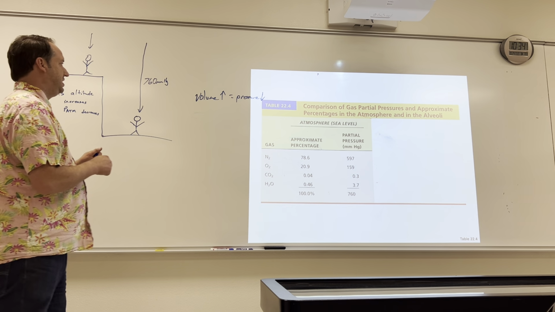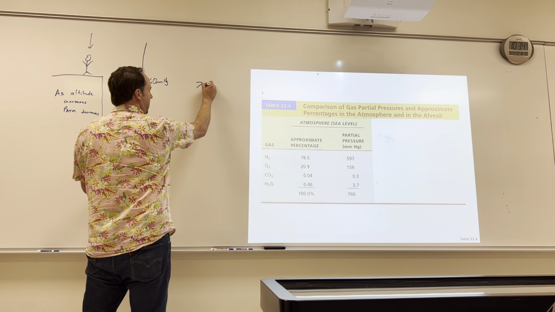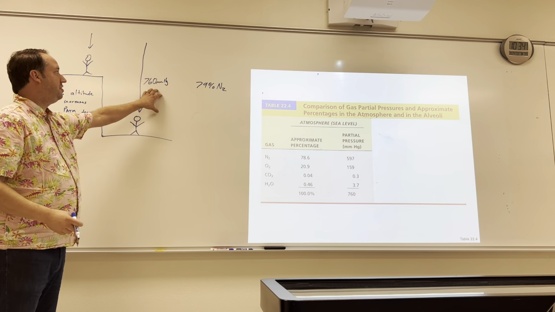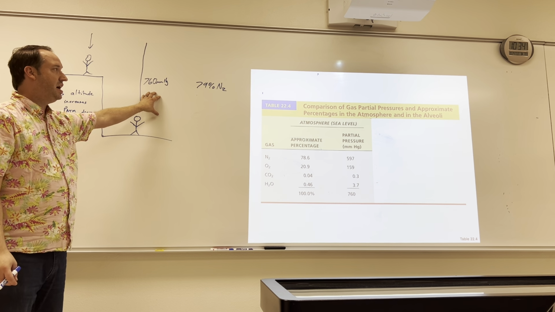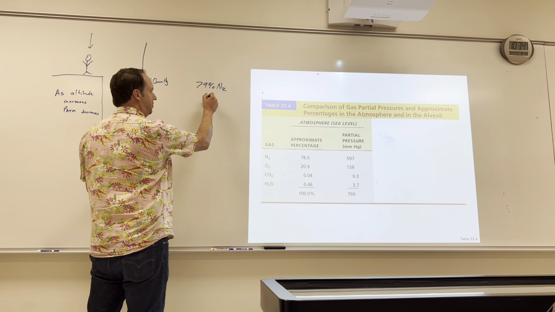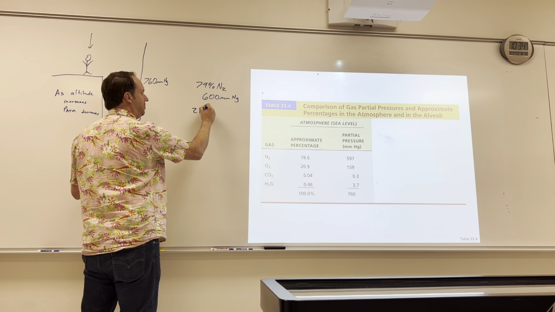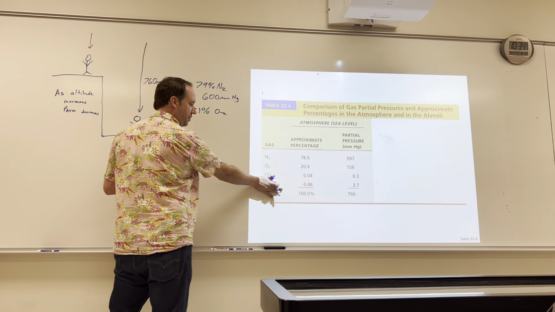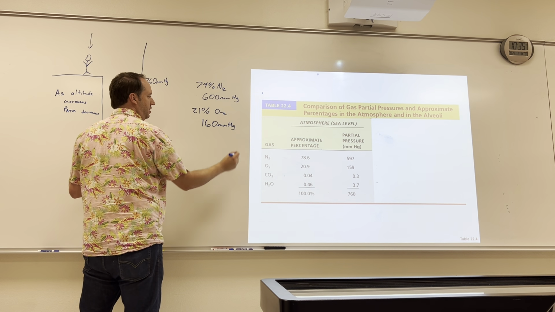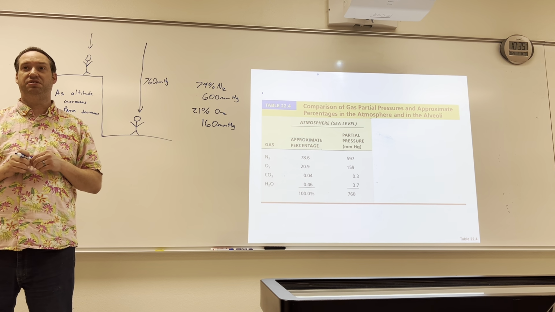So let's say, for our purposes, atmospheric air is about 79% nitrogen. That means that of that 760 millimeters of mercury, 79% of that pressure came from nitrogen. The total partial pressure of nitrogen is about 600 millimeters of mercury. Oxygen is about 21% of the air. We're going to ignore carbon dioxide and water, because we just don't care right now. So that's 760 millimeters of mercury that's pushing in on you, and 160 came from oxygen.